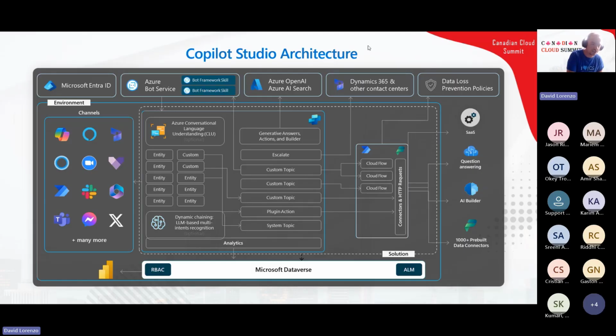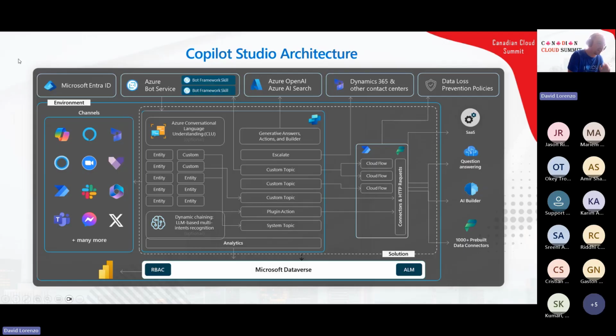Then we have also connection with Azure Bot Service. That's the old part, the behind engine that powers all the Copilot Studio. And of course, in the past, before the generative AI explosion, we also developed some bot service applications, so we can reuse that as a skill, a bot framework skill, and connect to a Copilot Studio agent in order to take all those developments and reuse them in the new agents.